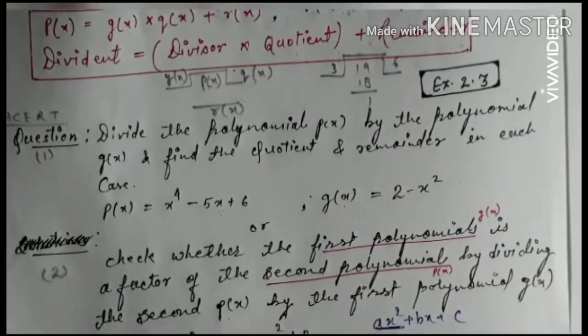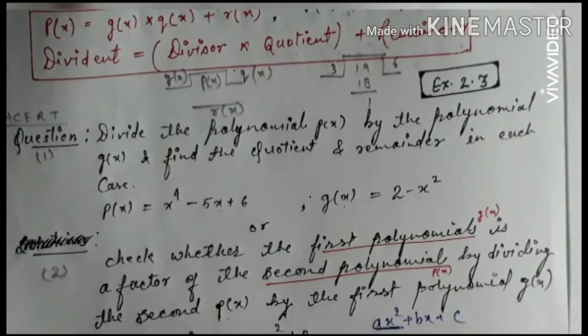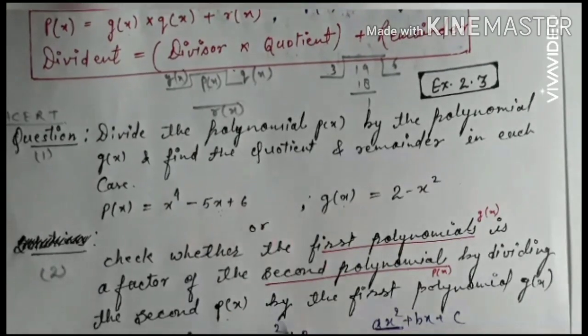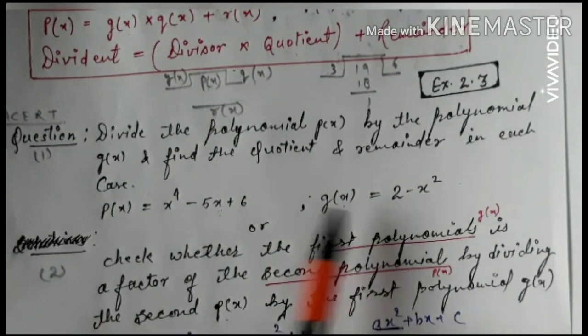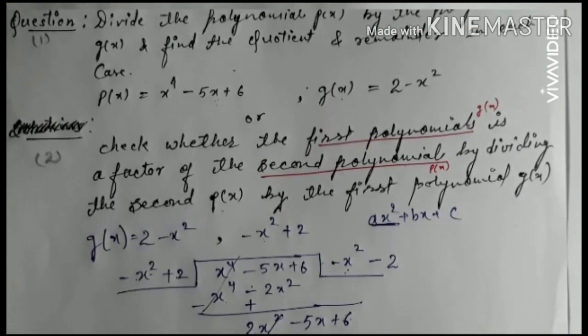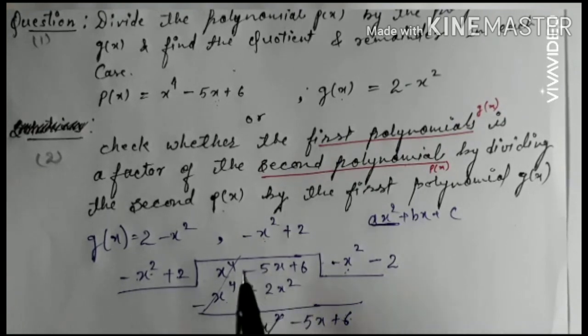Okay, so again the sign changes and cancels out, this becomes minus 4x plus 6 plus 4, which is 10. So this is your remainder. We have divided the first polynomial by the second polynomial. We get the quotient as x square minus 2, and the remainder is minus 5x plus 10. Since we are getting a remainder, we can see that this is not a factor of this one. If the remainder is 0, then we say it is a factor.